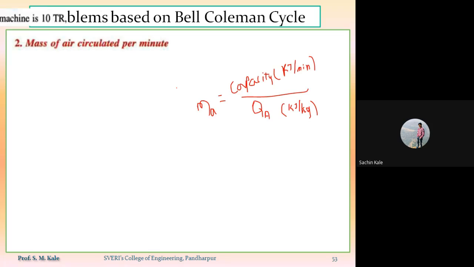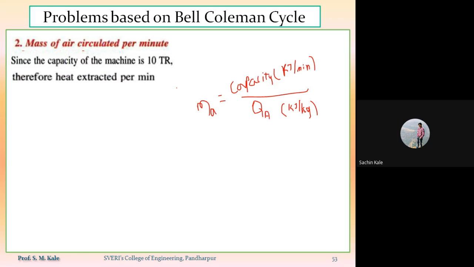So first of all, we are knowing the capacity. What is the capacity of machine? 10 TR. It is mentioned here, at the very beginning. Capacity of machine is 10 TR. So here 10 TR means amount of heat absorption, or capacity in terms of kilojoule per minute, will be 2100 kilojoule per minute.